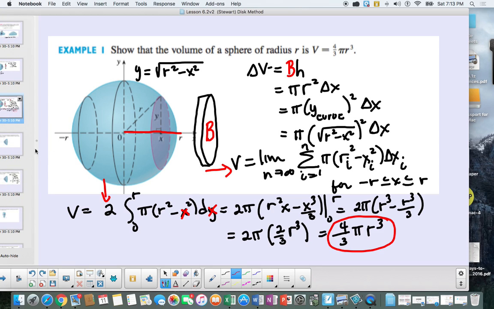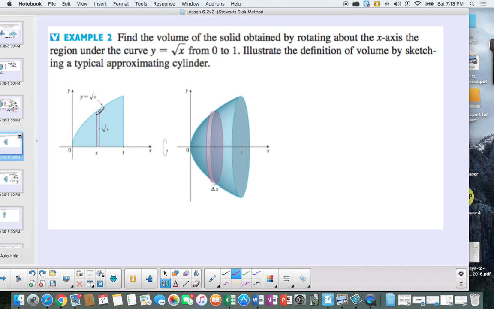Alright, let's take a look at another problem. And you can see the rectangle right here. And we're going to revolve it, and that creates the disk, and here's my radius. And this is going to be my y of the curve that will help me get my radius.